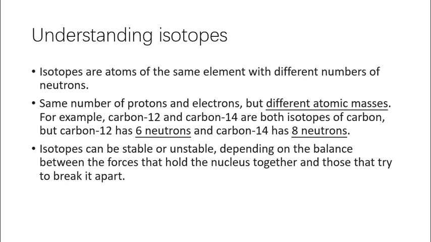For example, carbon-12 and carbon-14 are both isotopes of carbon, but carbon-12 has 6 neutrons, whereas carbon-14 has 8 neutrons. And isotopes can be stable or unstable, depending on the balance between the forces that hold the nucleus together and those that try to break it apart.